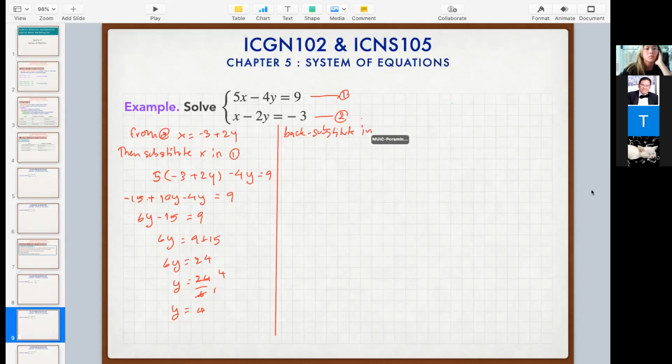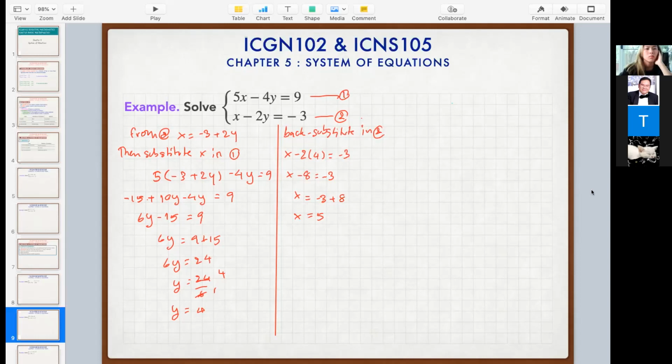In equation number 2, then we get x minus 2 times 4 equals to negative 3, x minus 8 equals to negative 3, x equals to negative 3 plus 8, x equals to 5, then we get value of x and y already. We have to check first before we can answer, okay.